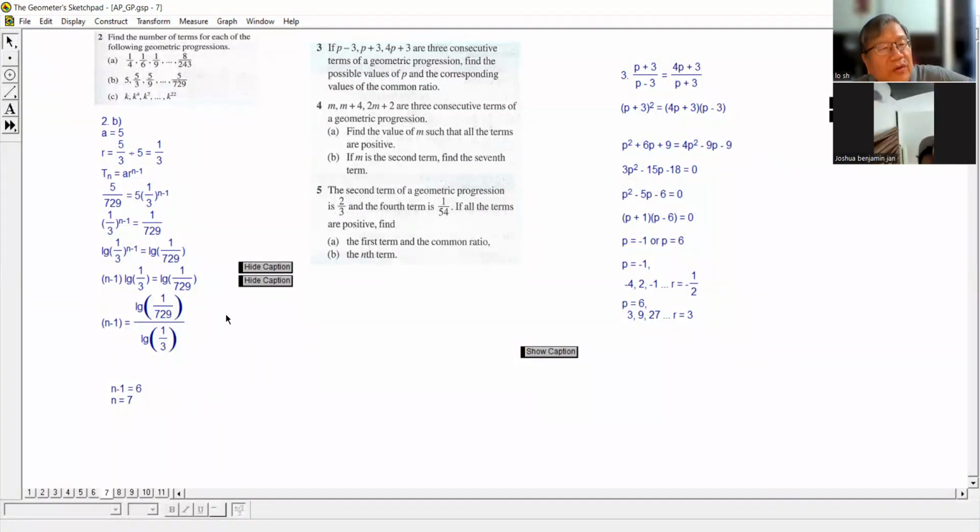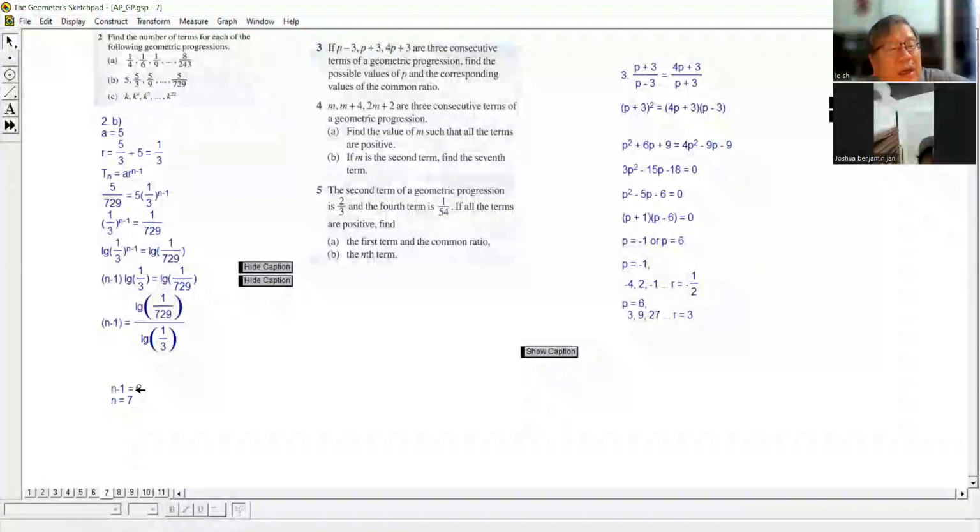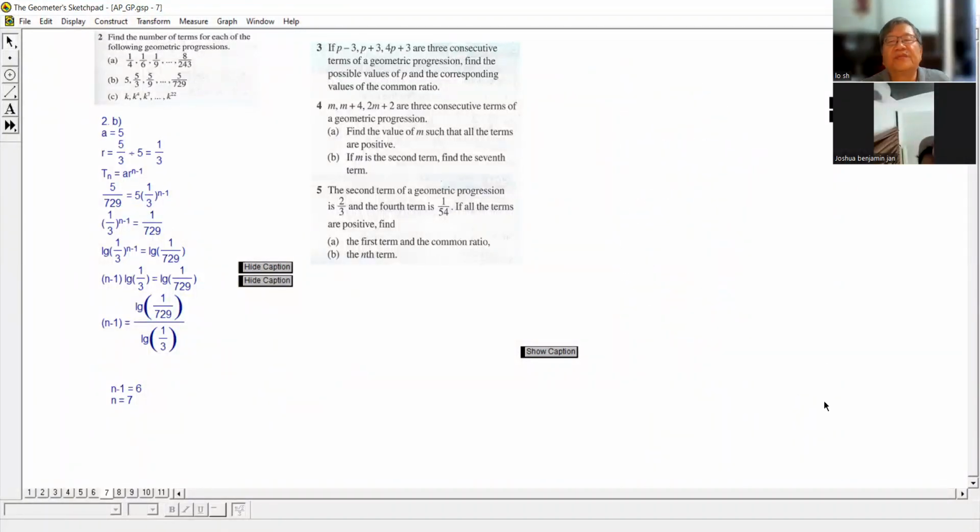Okay, so good. So now you know you have to do this one, 4, 5, 6, 7. If you don't know, you just let me know, I'm going to show you. And you also do 2A and 2C. Okay or not? So now we proceed to another type of question.